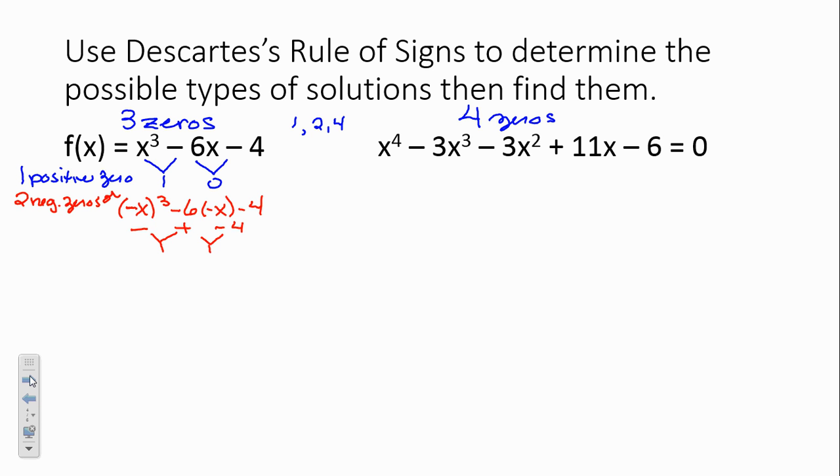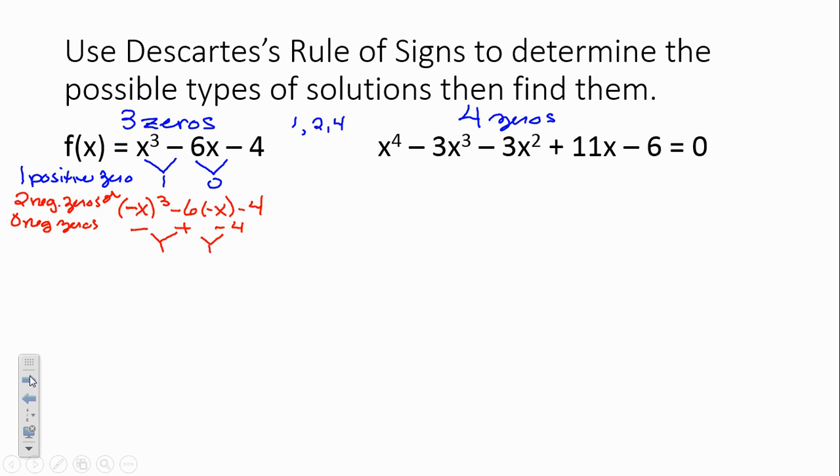Or I could have zeros always decreased by 2. Doesn't make sense to decrease 1 by 2, right? We can't have a negative number of zeros. But we could also have 0 negative zeros. So knowing that, I'm going to focus on the positive ones first and see if I can find one of those zeros. Make sense?